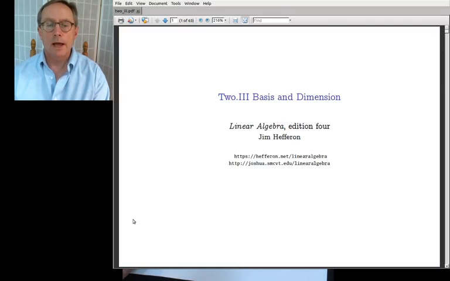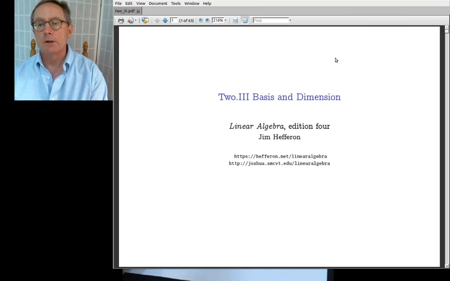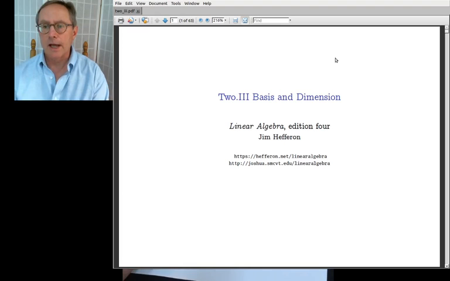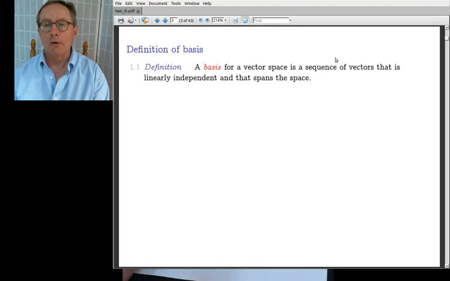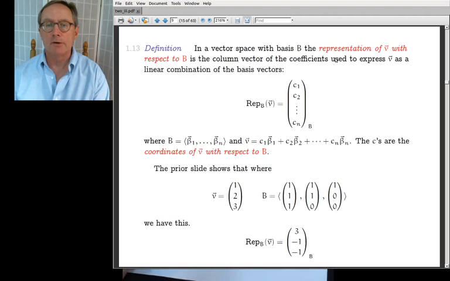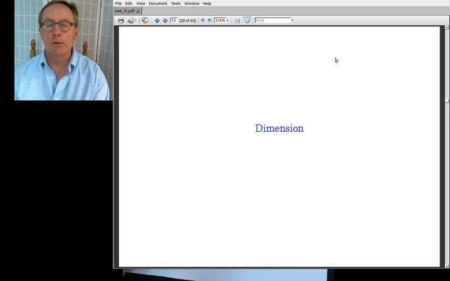Okay, so that brings me to talking about the material for the day. The title of this section is basis and dimension. So we've already done basis, so we must be about to do dimension. Oops, here we go, dimension.